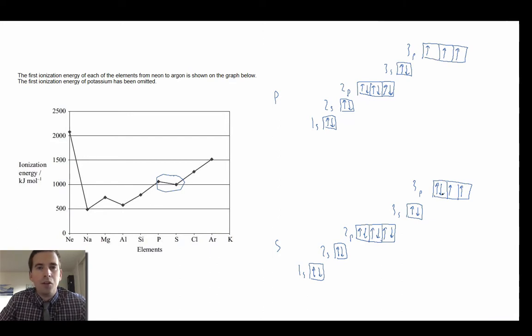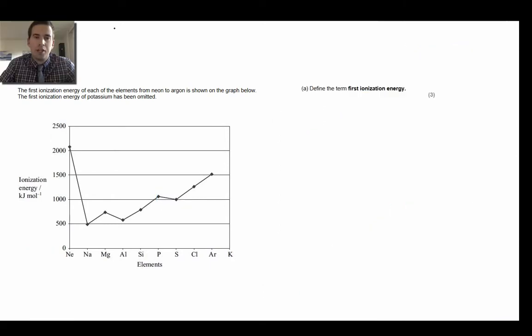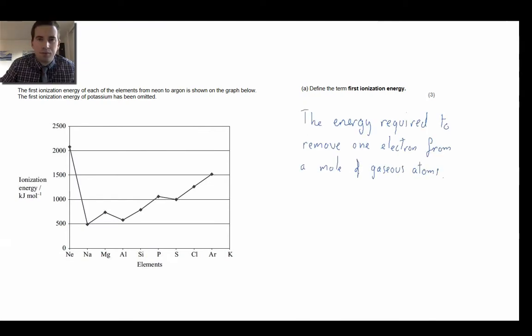Okay. So this is all the theory you need to be able to explain first ionization energies across a period. So let's have a look at the questions relating to this data in the past paper question. So part A, define the term first ionization energy. This is just what we did in the previous video. So the first ionization energy is the energy required to remove one electron from a mole of gaseous atoms of that element. So where do you get your marks for?